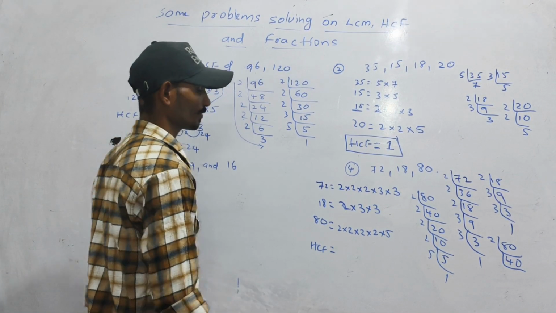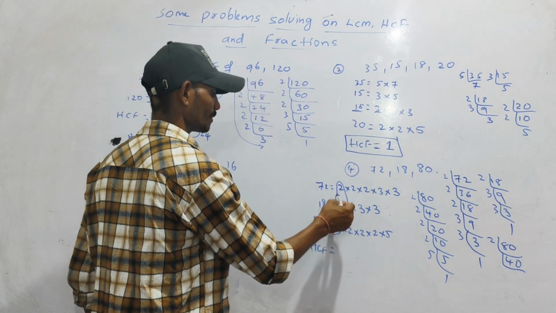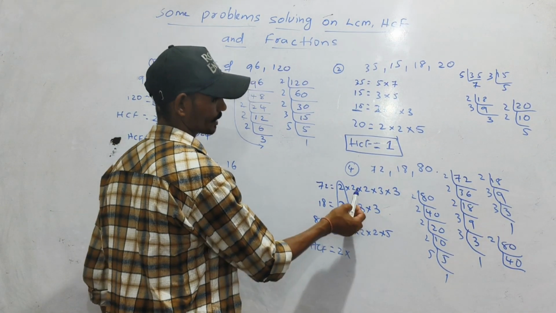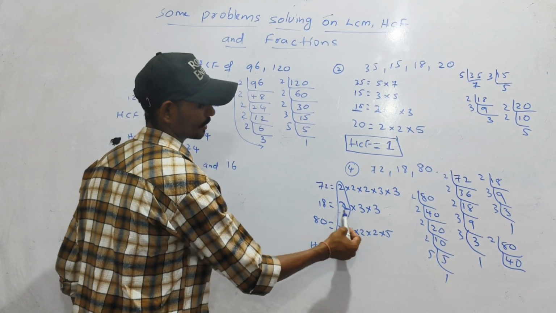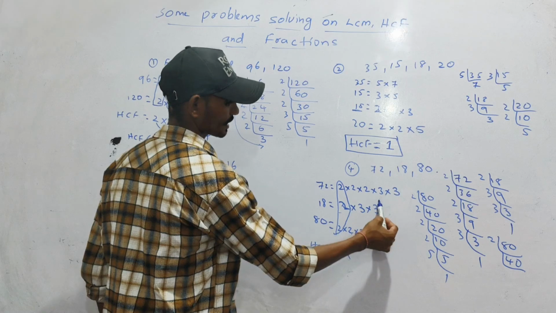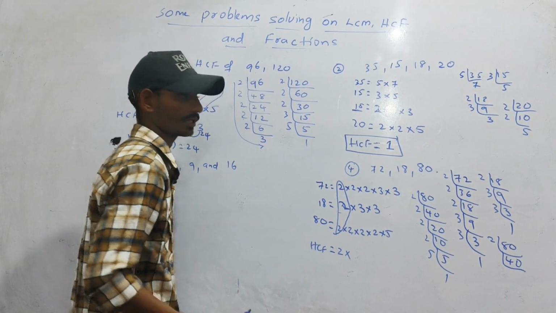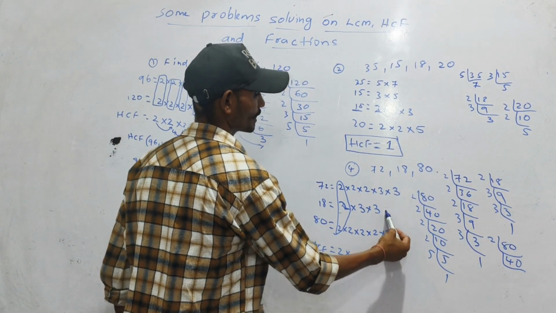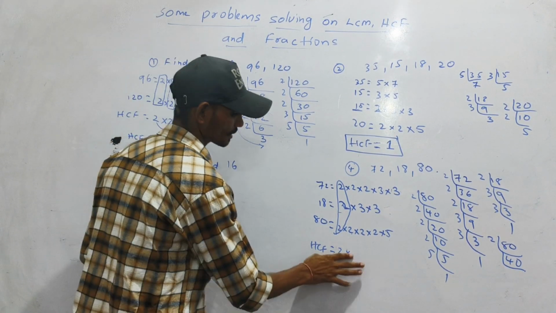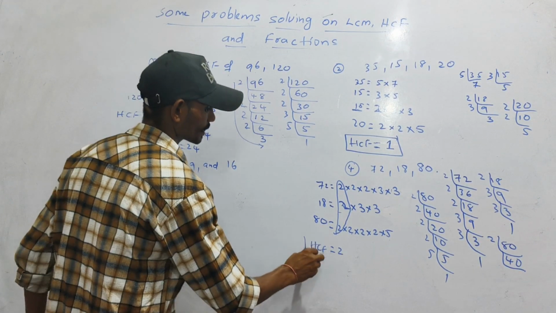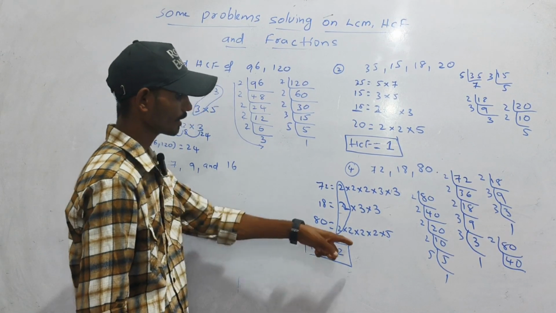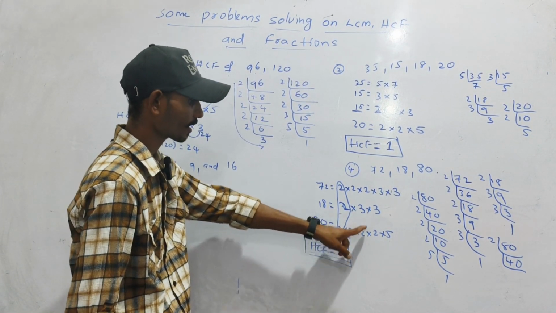HCF means highest common factor. Among these three numbers, the common factor is 2. Again, you check: 2 is in these two numbers, but there is no 2 in the third number. Next, check 3: there is a 3 in these two numbers, but in the last number there is no 3. Next 5: in these two numbers there is no 5. So what will the highest common factor be? The HCF of those numbers is 2.